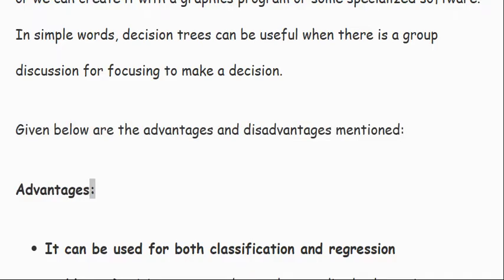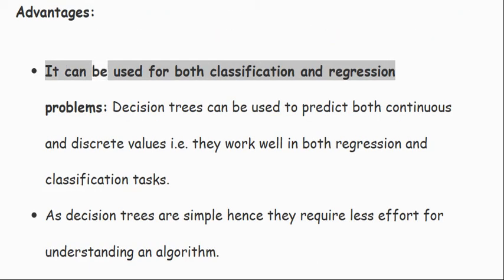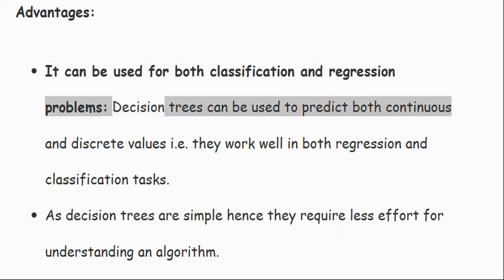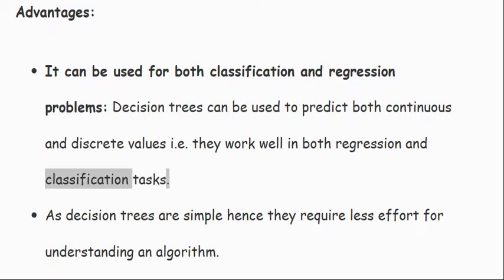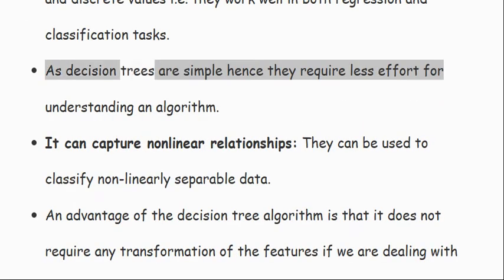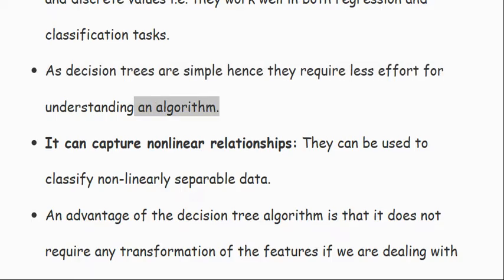Advantages. It can be used for both classification and regression problems. Decision trees can be used to predict both continuous and discrete values, i.e., they work well in both regression and classification tasks. As decision trees are simple, they require less effort for understanding the algorithm.